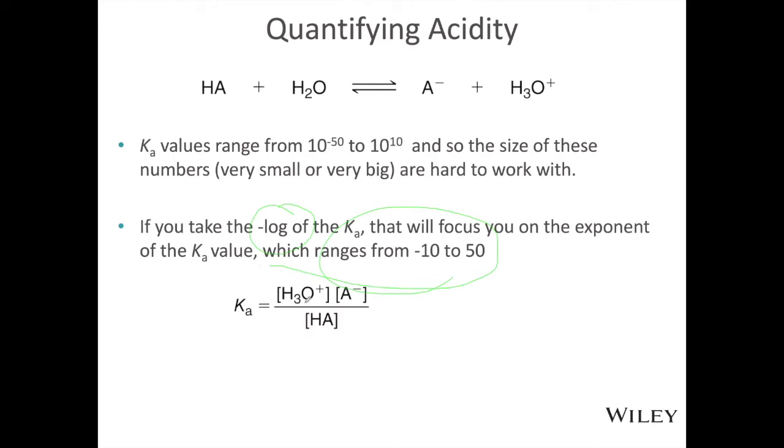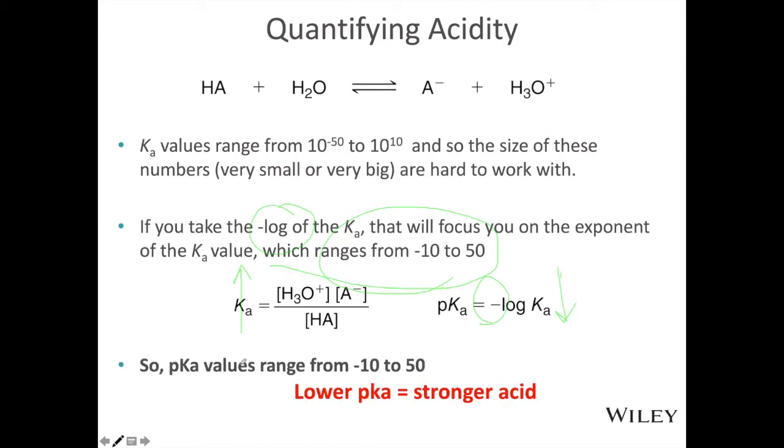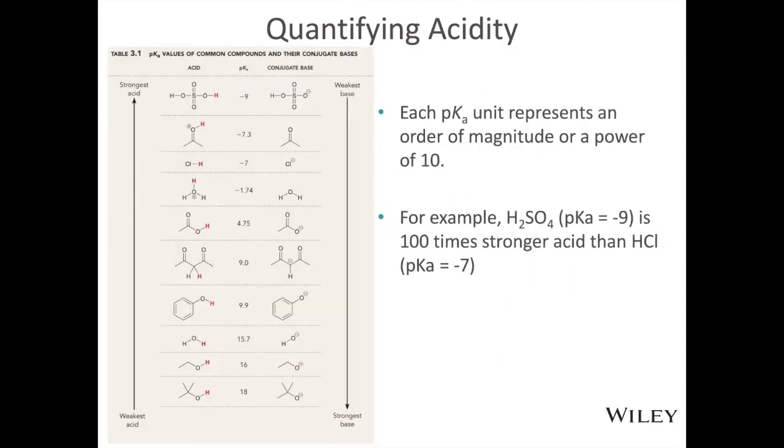So if Ka is the concentration of the products over the concentration of the reactants, then pKa is the negative log of that value. And so we're going to have values from negative 10 to 50. Now remember, a Ka that is very large means that you have a strong acid. So if we take the negative log of that value, it turns out that the lower the number, the stronger the acid, and that's because of the negative sign. So a low pKa value is a stronger acid. So like I said, pKa values range from -10 to 50, and the lower the pKa, the stronger the acid.